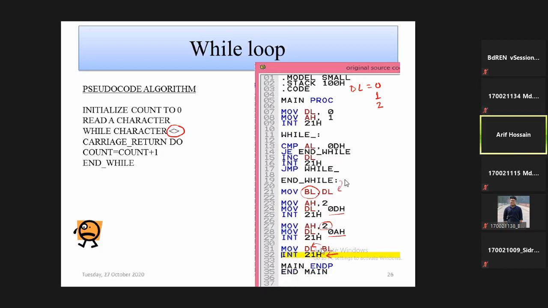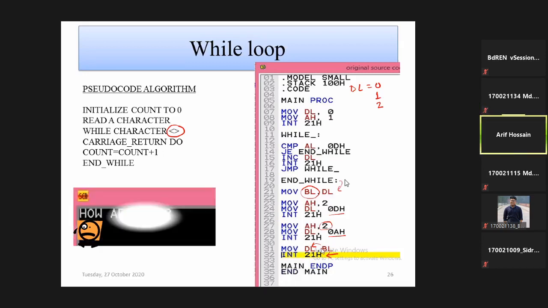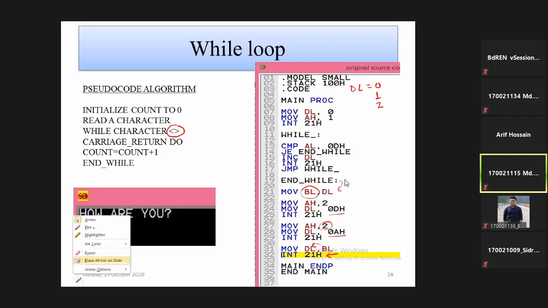If that is the case, see now this is why this asterisk is there. This cartoon is there. Now say I'm writing how space R space U. So if this is the case, see what will happen.